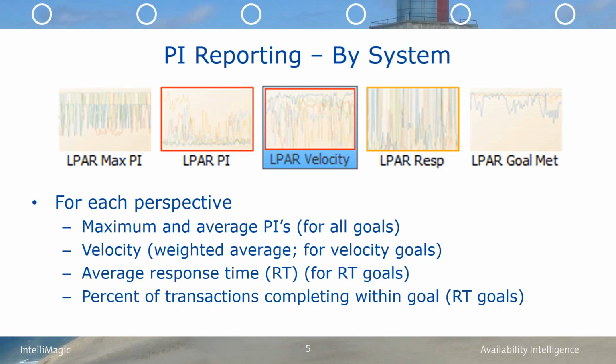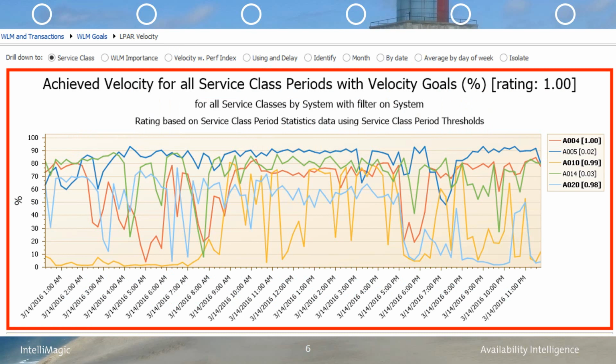Also, the second, in addition to by WLM importance, here is by system. So these, again, the same views, but this time by system. So here are the velocities that are being achieved by these various systems. And then again, from here, you can drill in and look at specific service classes or other detail.